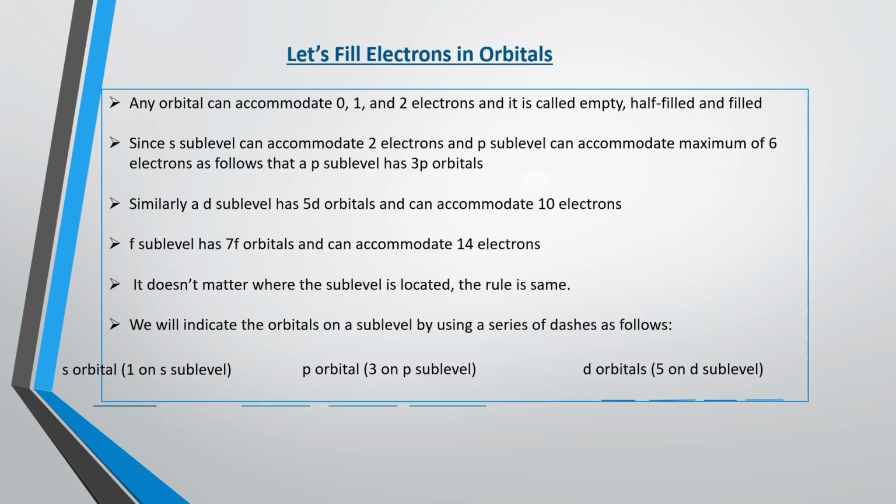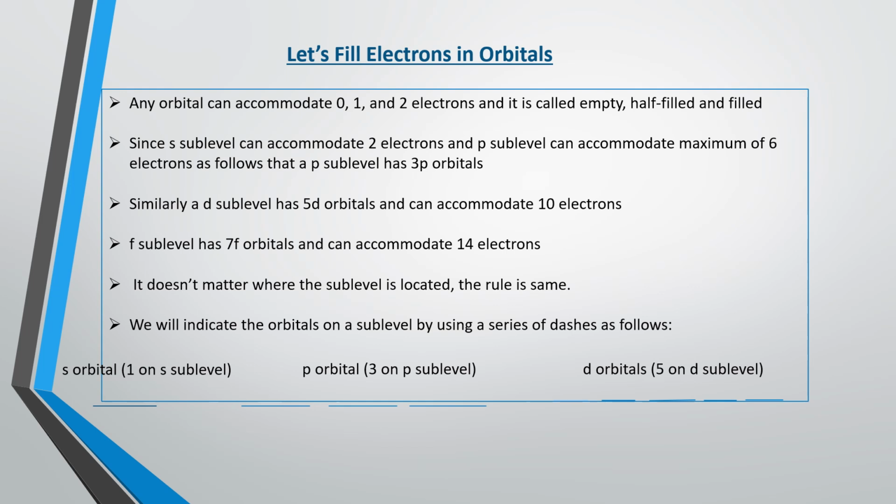Let's fill electrons in orbitals. Any orbital can accommodate 0, 1 or 2 electrons, and it is called empty, half-filled or filled. Since an s sublevel can accommodate 2 electrons and a p sublevel can accommodate a maximum of 6 electrons, it follows that a p sublevel has 3 p orbitals. Similarly, a d sublevel has 5 d orbitals and can accommodate 10 electrons. An f sublevel has 7 f orbitals and can accommodate 14 electrons. It doesn't matter where the sublevel is located, the rule is the same.